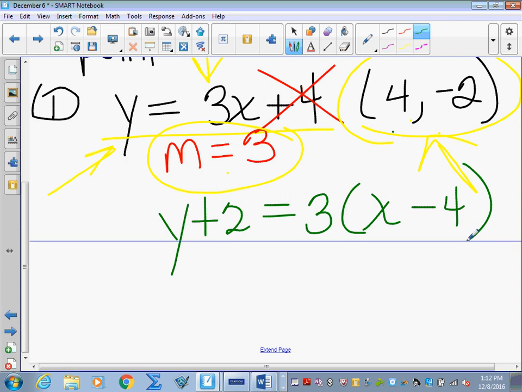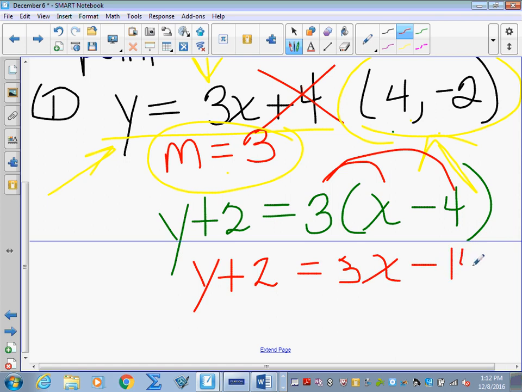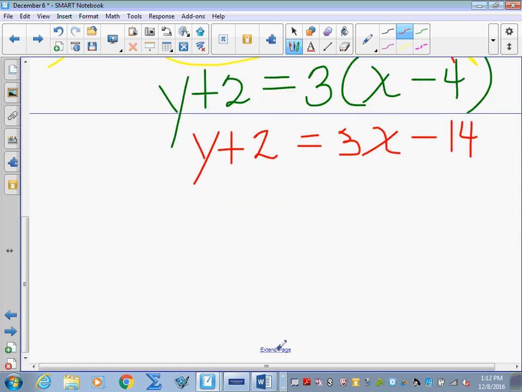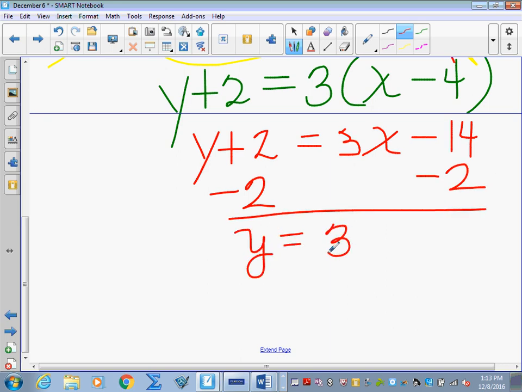Point slope? Okay, now we're not done because now we want to solve it for y. So we have to distribute this out. So I'm going to have y plus 2. And you can see how this whole unit just ties together. Okay, and then solve for y. I just subtract 2 to the other side. Y equals 3x.